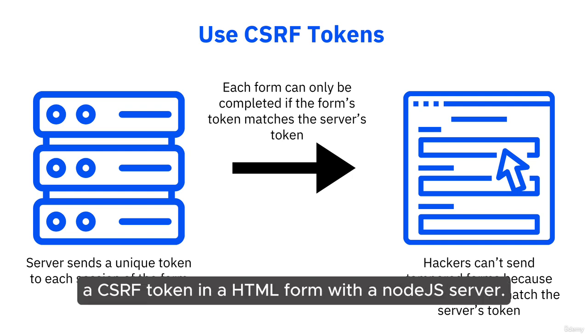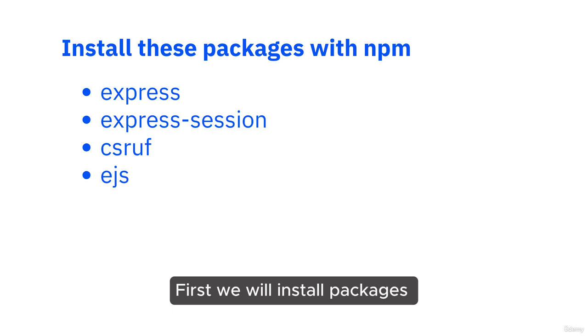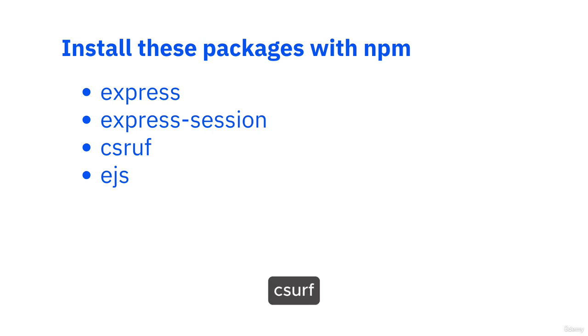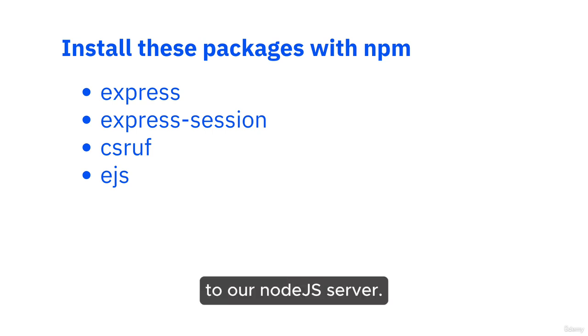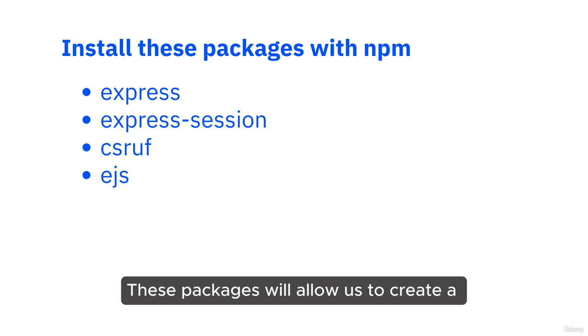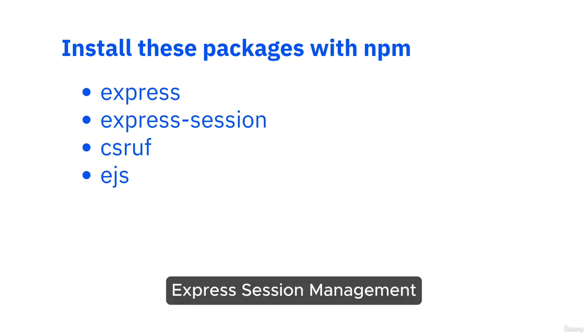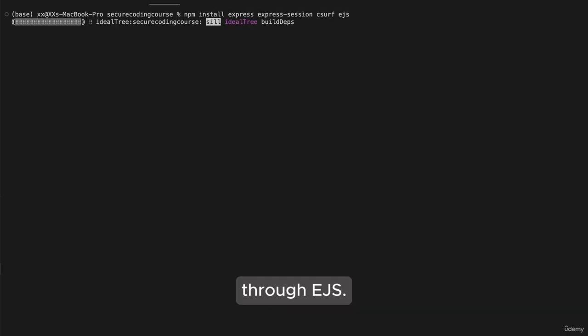Here's how to implement a CSRF token in an HTML form with a Node.js server. First, we will install packages Express, Express Session, CSURF, and EJS to our Node.js server. These packages will allow us to create a Node.js server with Express Session Management, generate a CSRF token, and send it to our HTML page through EJS.